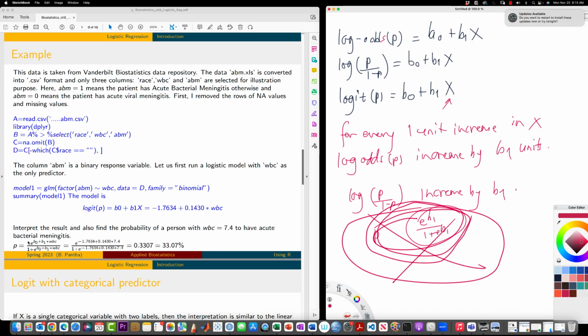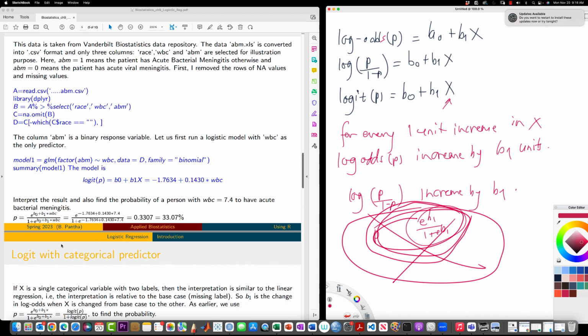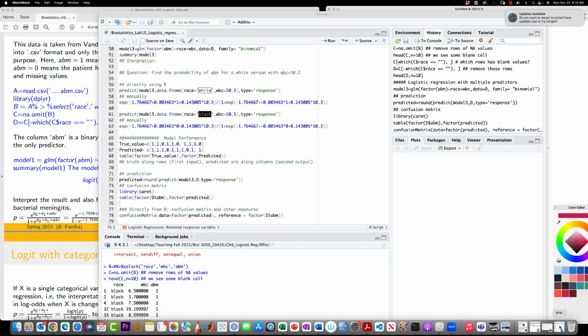Usually we find the probability that a person has acute bacterial meningitis, ABM equals 1. If the person has a WBC equal to 7.4, what is the probability that the person has ABM? That's how we find it manually, but usually we don't do it manually. We just use R. Let us see that example in R.